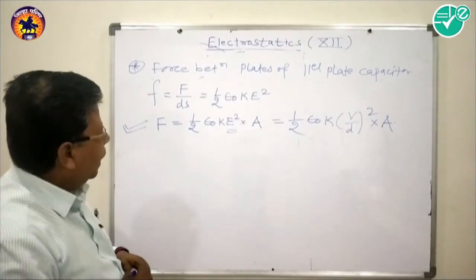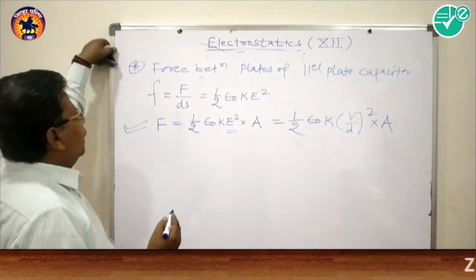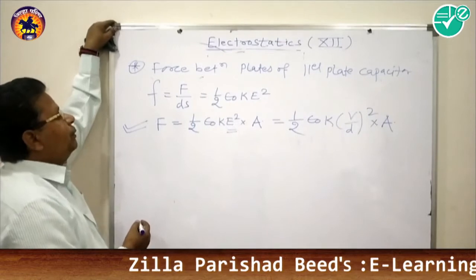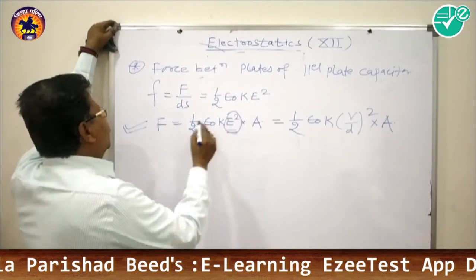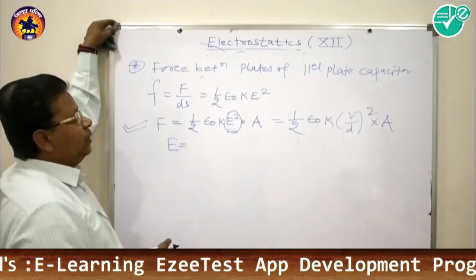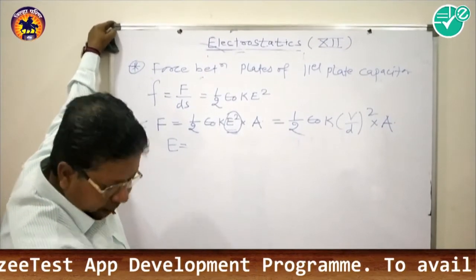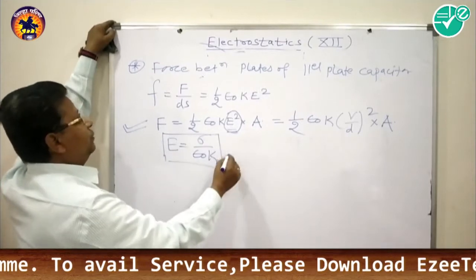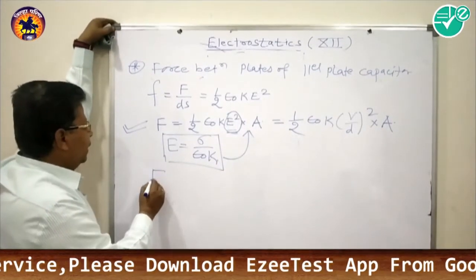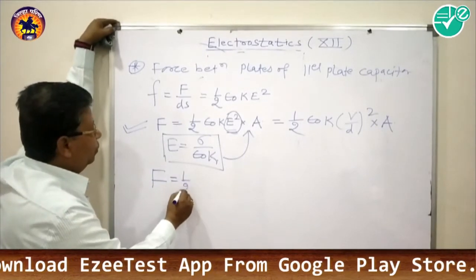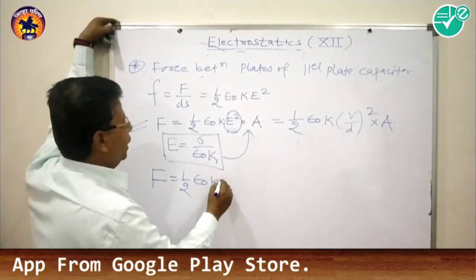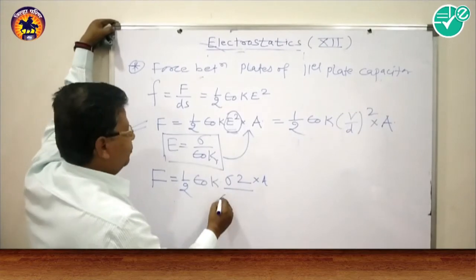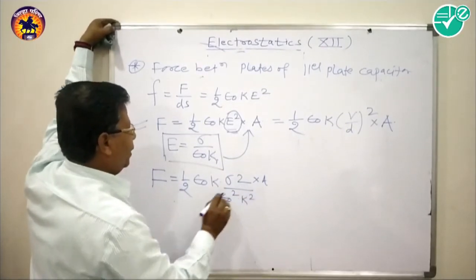And again, if we substitute the value of E, so electric field intensity E is equal to sigma divided by epsilon 0 K. If the value of this E is substituted in this equation, again we get force between the two plates is equal to 1 by 2 epsilon 0 K into sigma square into A divided by epsilon 0 square K square.